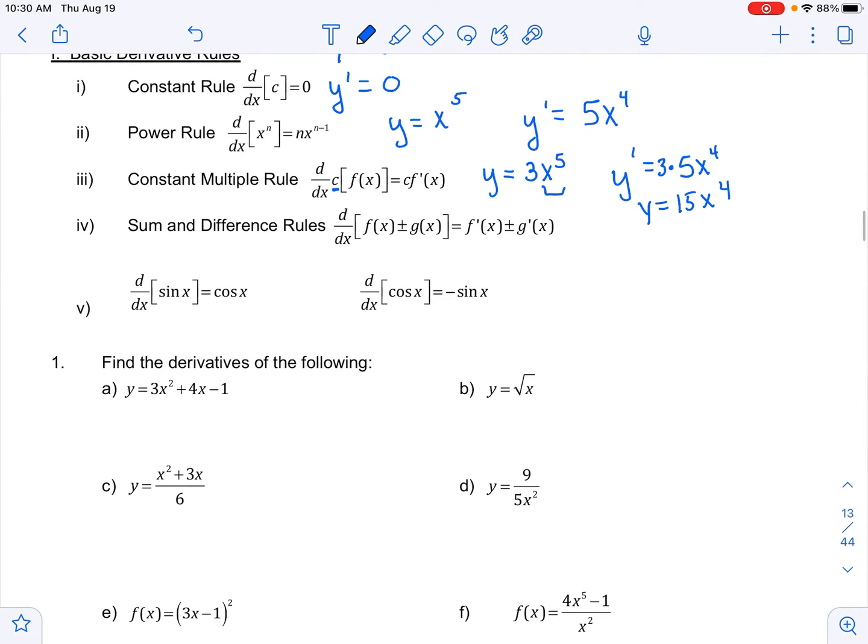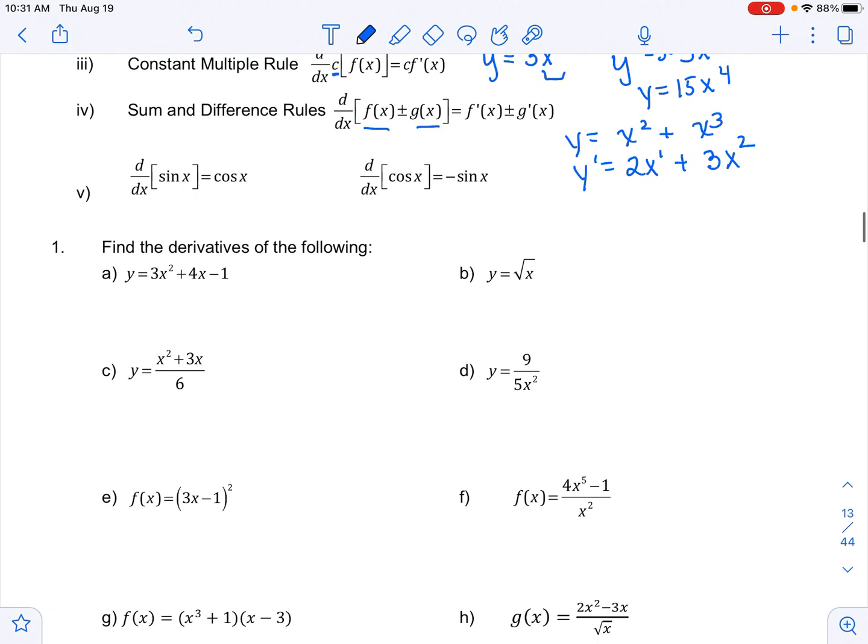The next property is when you are adding and subtracting. When you are adding and subtracting terms, you just do each term separately. So if the function is, let's say, y equals x squared plus x cubed, you just take the derivative of each term separately. So the derivative of x squared would be 2x, bring down the power, reduce the power by 1. And then x cubed would be the same thing. Bring down the power, reduce the power by 1. And the last two are going to be some trig derivatives that we're going to start learning. The derivative of sine is cosine, and the derivative of cosine is negative sine.